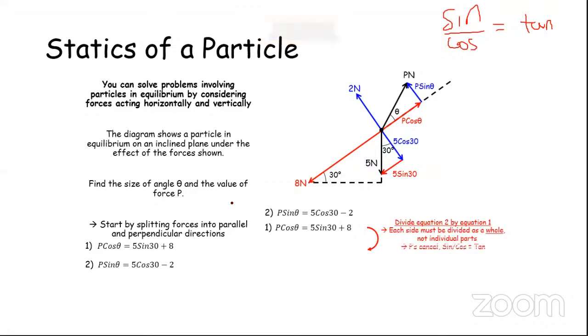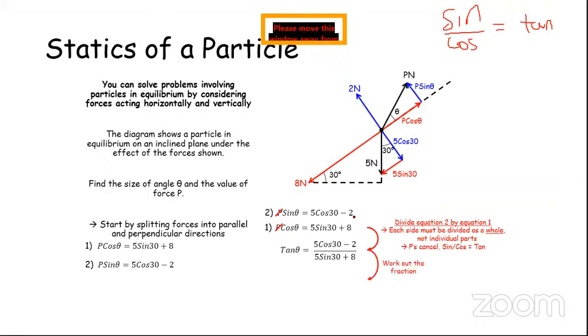So the P will cancel out, and it gives us a tan. Then we get 5 sine 30 minus 2 divided by 5 cos 30 minus 2. And when we work that out in a calculator, tan of theta is equal to 0.2219. And when we take the tan inverse, theta will be equal to 12.5 degrees.